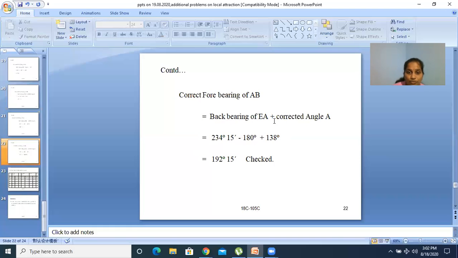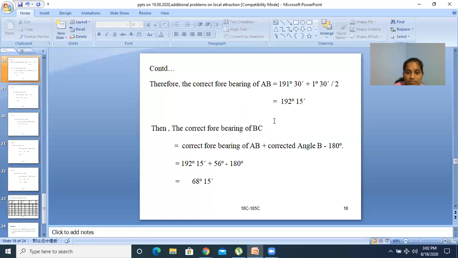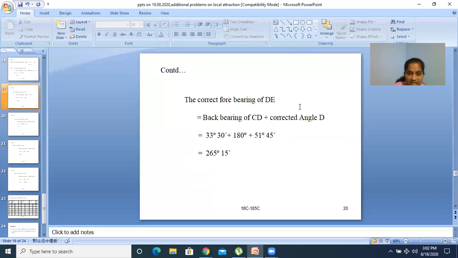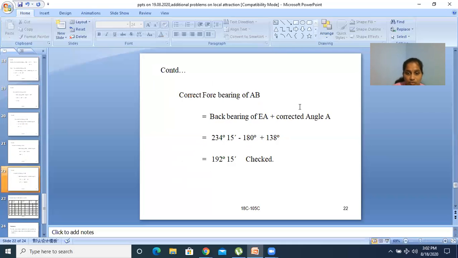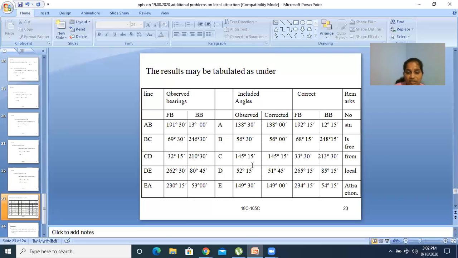The forebearing of AB line, how much? So the correct forebearing of AB line is equal to 192 degrees 15 minutes. So our check is correct. Here also we got correct forebearing of AB is 192 degrees 15 minutes. So likewise you have to apply the check at each and every station.